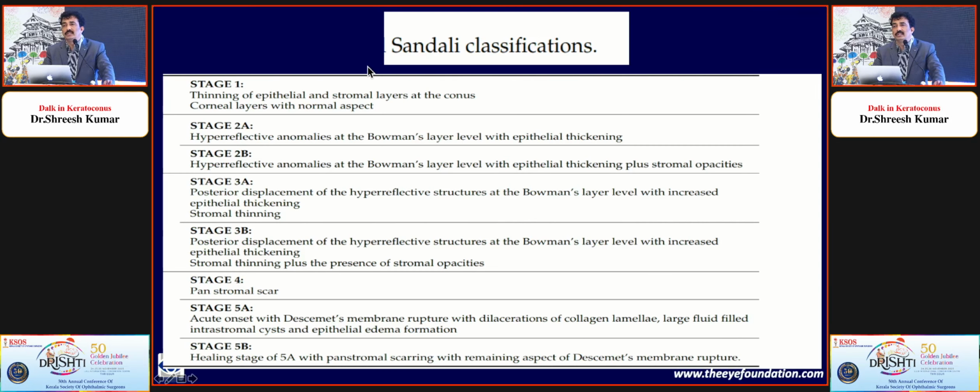Stage 1 is the earliest stage, where you see a thinning of the epithelium and stromal layers. No scarring, nothing. But stage 5 is panstromal scarring. That is an advanced case of keratoconus with healed hydrops leading to panstromal scar. So this classification is important to plan your surgical technique or surgical procedure.